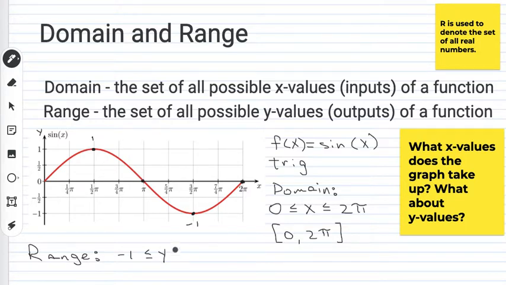Y is greater than or equal to -1 and less than or equal to +1. Another way we can write this is the closed interval from -1 to +1. And we're going to close that up. So that is the range, the set of all y values. So when you think domain, think of x values. And when you think of range, I want you to think of y values.